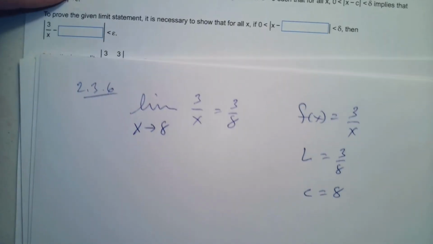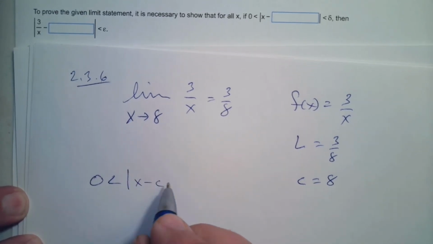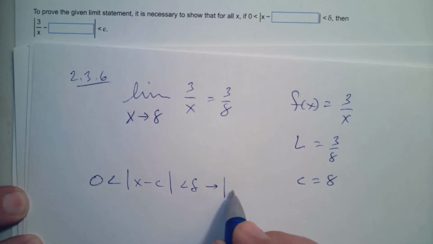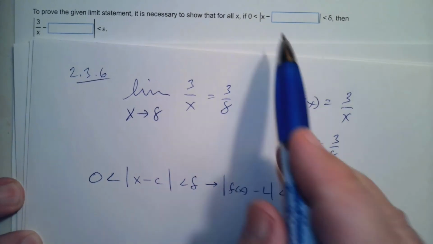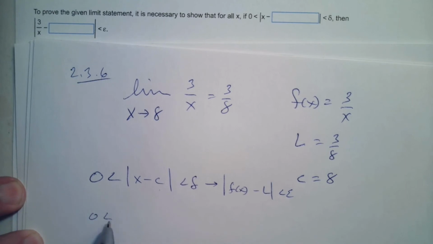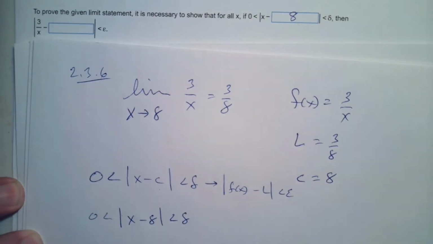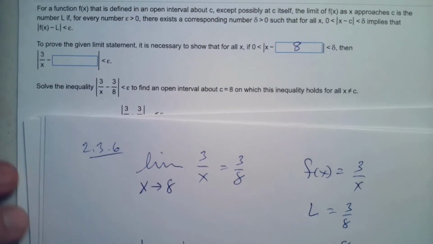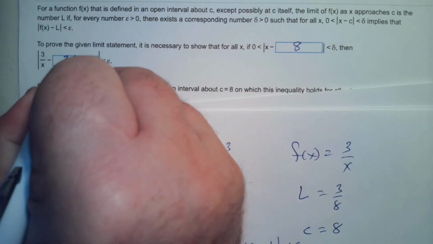What's the first thing you have to find? Okay, we have to do this. So we know c, so we have 0 < |x minus 8|. So that first one is 8. That implies |3 over x minus 3 over 8|. So this next box is 3 over 8.